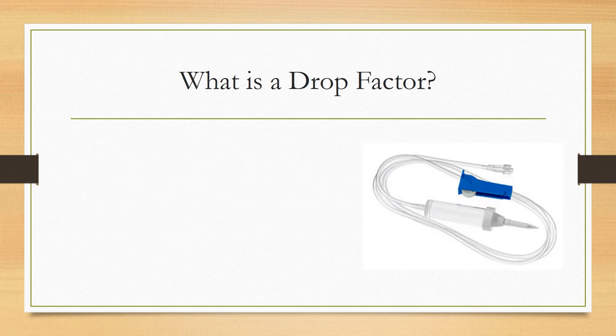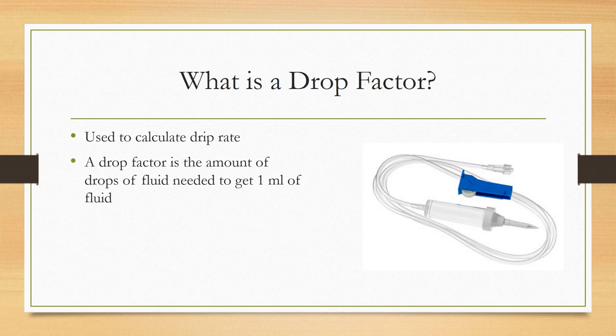So a big part of IV drip rates is a drop factor. So what is a drop factor? Well, obviously it's used to calculate a drip rate. Drop factor is the number of drops of fluid needed to get 1 milliliter of fluid.